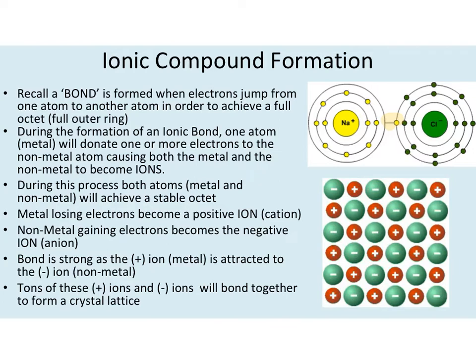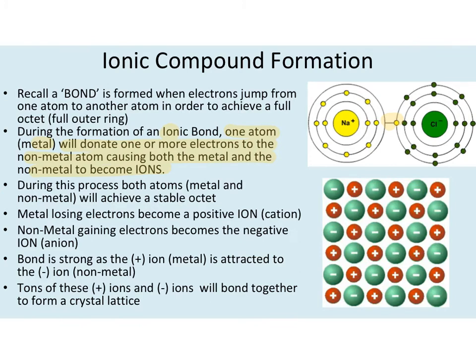Now, during the formation of an ionic bond, the ones that we're talking about in this lecture, one atom, the metal, will donate one or more electrons to the nonmetal, causing both the metal and the nonmetal to become ions. If you remember, when we talked about elements, ions are what you get when you either gain or lose electrons. Well, in the formation of an ionic bond, and that's where the name ion comes from, you first form an ion, and then the ions become attracted to each other.